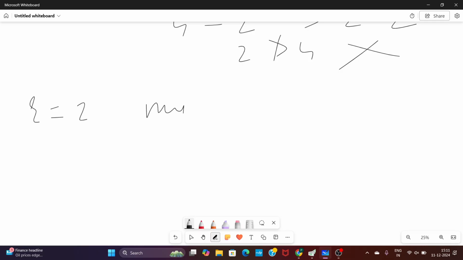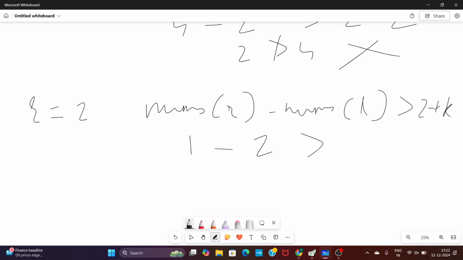Now again we will check nums of R minus nums of L. Is it greater than 2 into K? nums of R is 1 and nums of L is 2. Is it greater than 4? 1 minus 2 is absolutely not greater than 4. So again move forward.